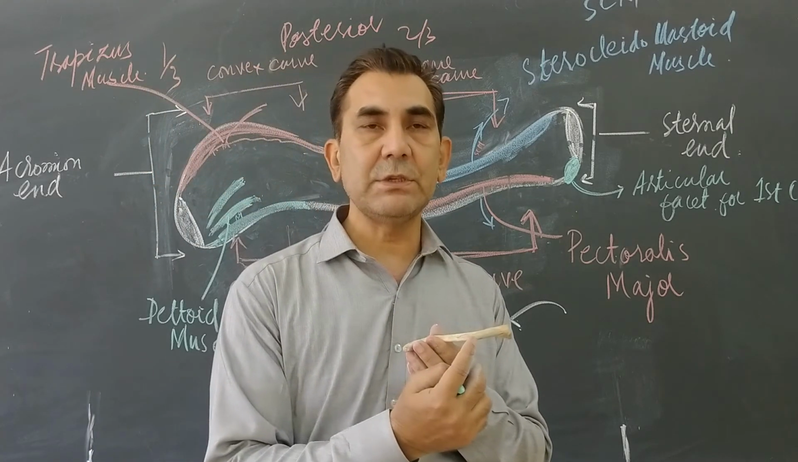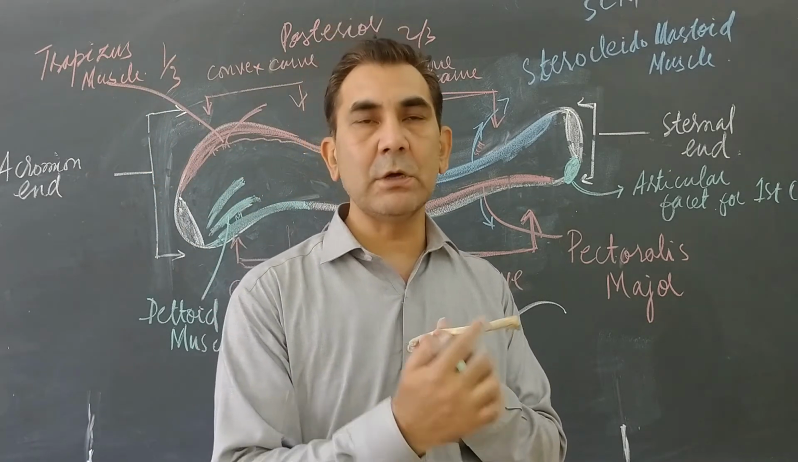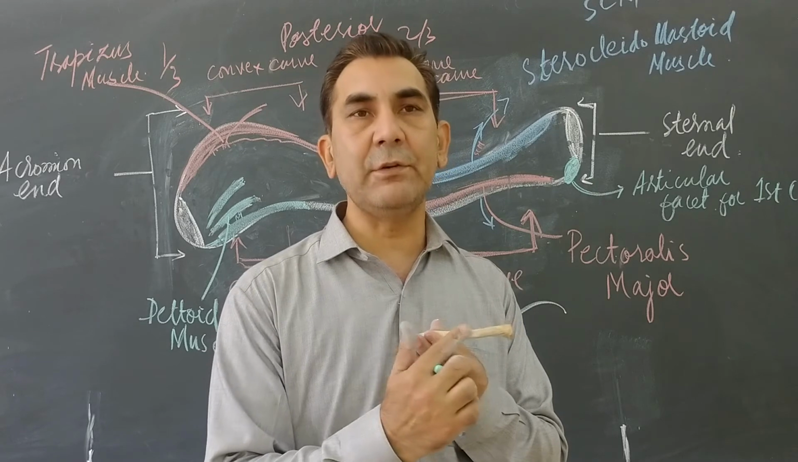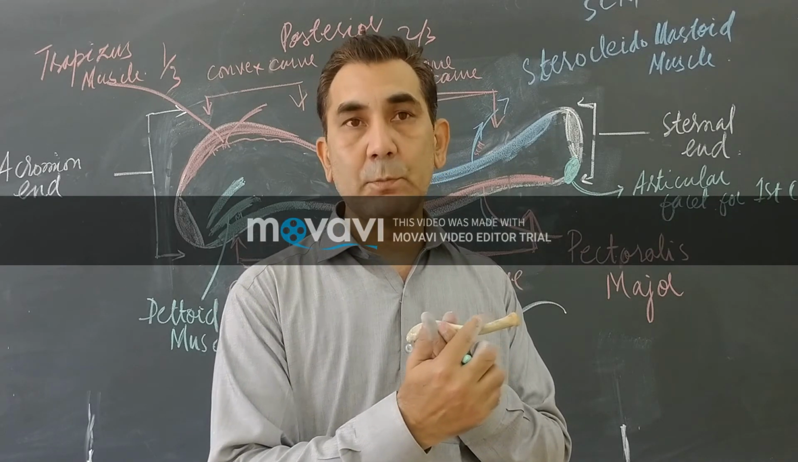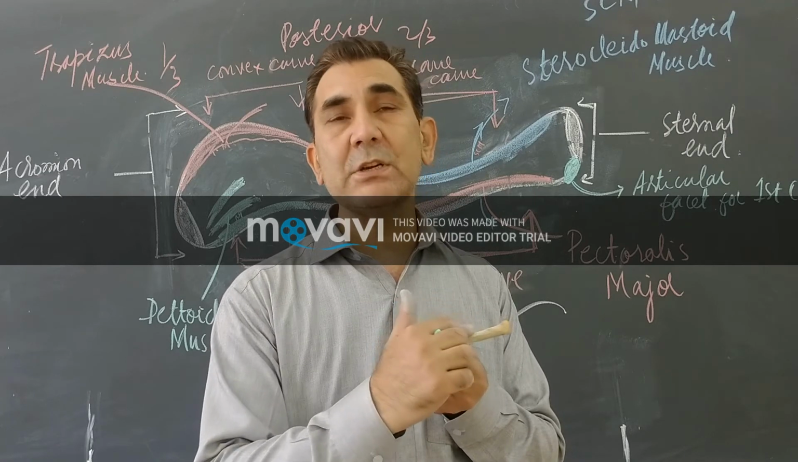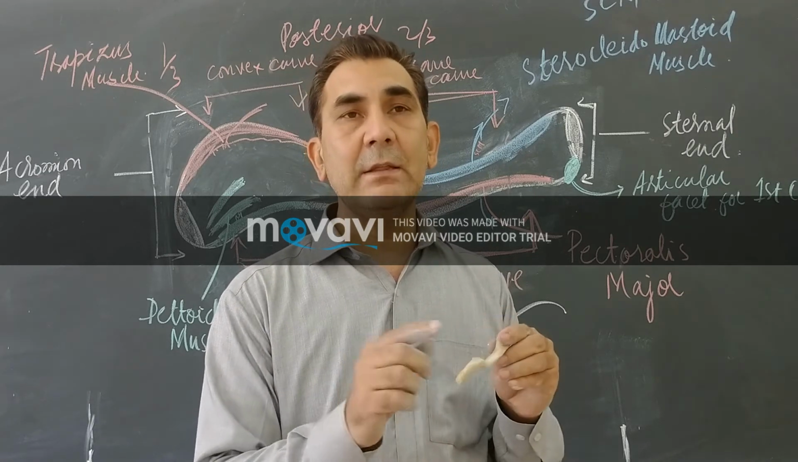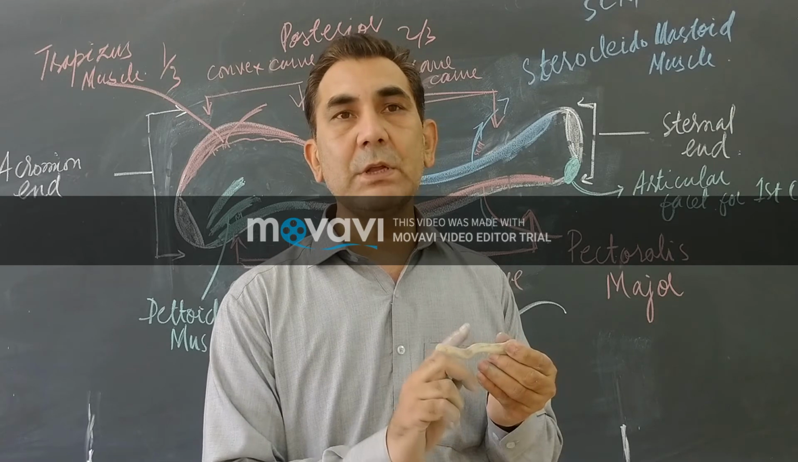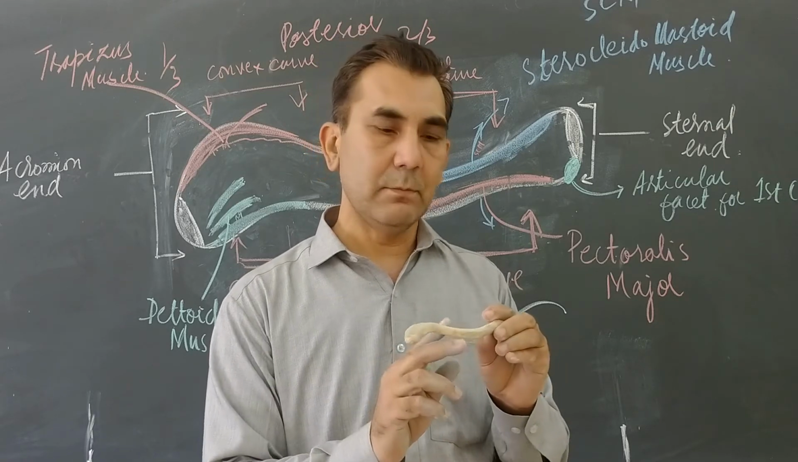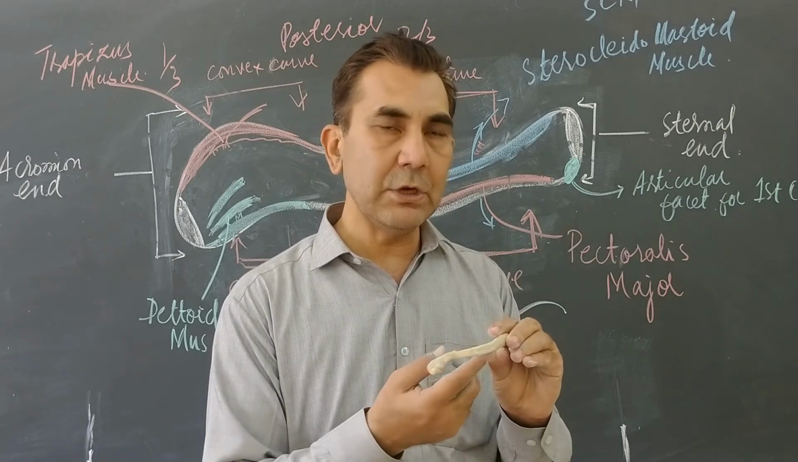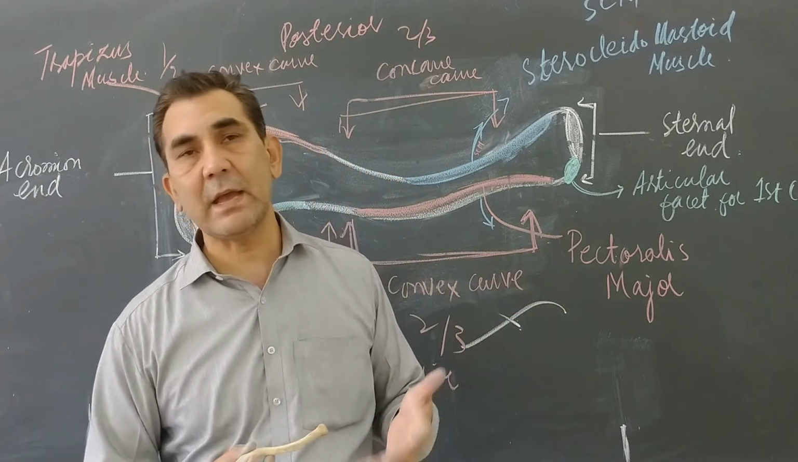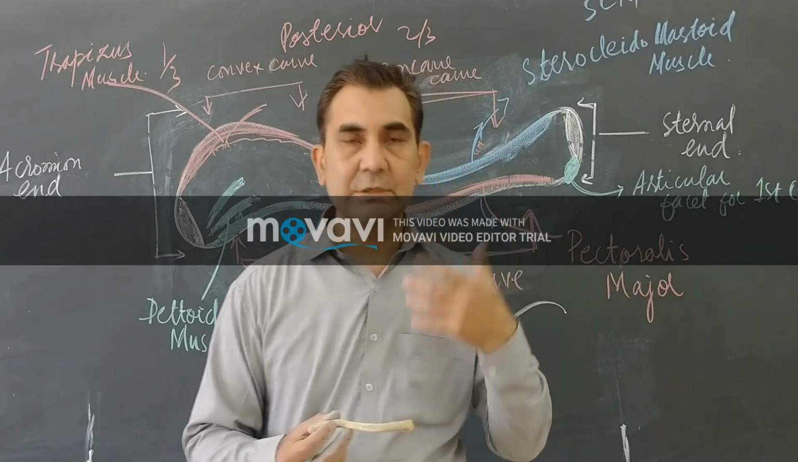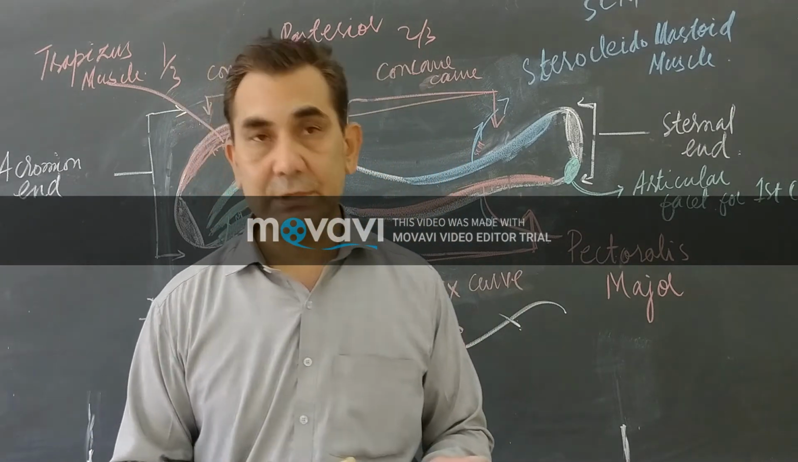The surface present between the inferior border and superior border is called the anterior surface. The surface present between the superior border and the posterior border is called the superior surface. And the surface present between the posterior border and the inferior border is called the inferior surface. So it has three surfaces and three borders, but in some books it is written as four surfaces.